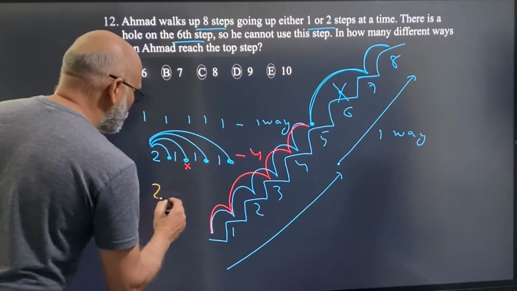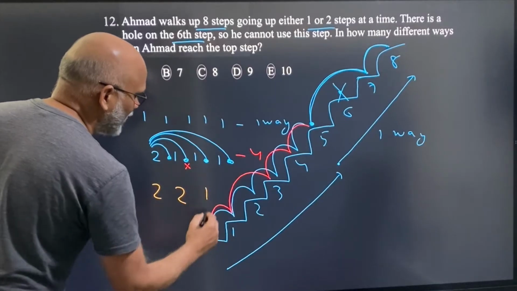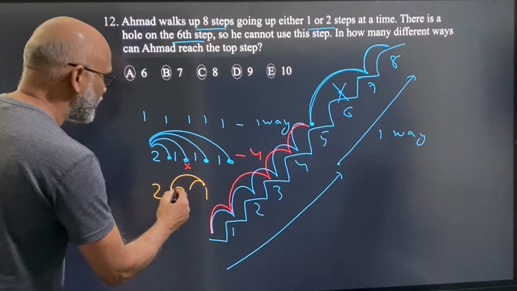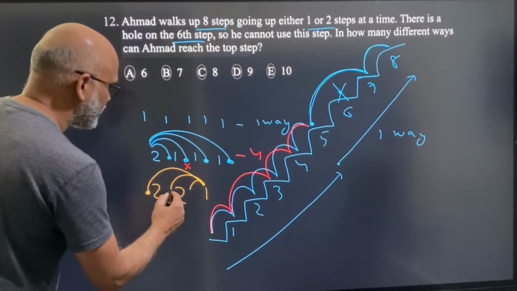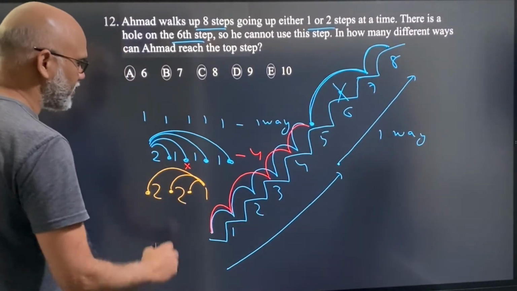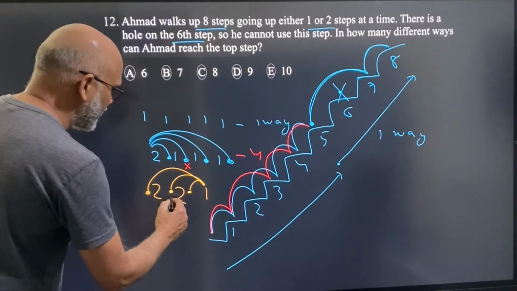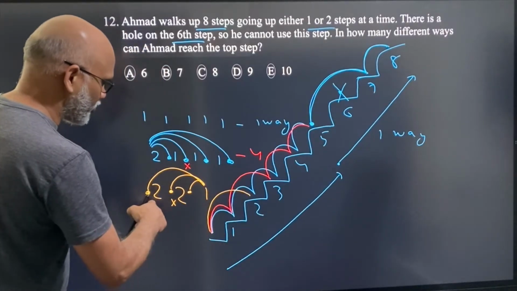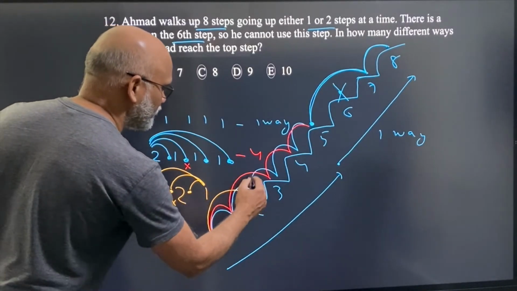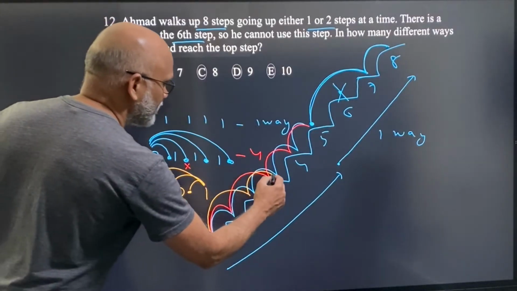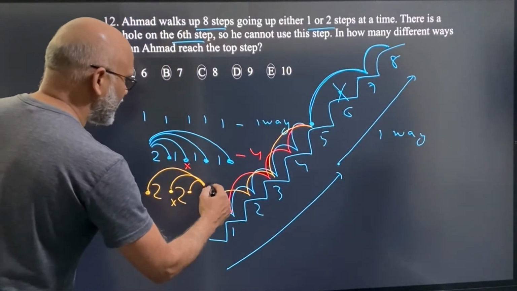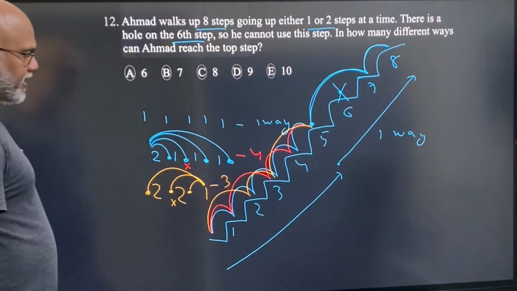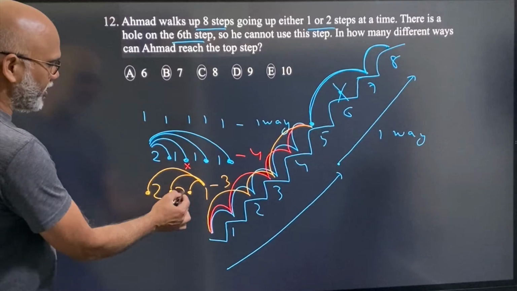Next, he can take 2 double steps and 1 single step. But again, this single step can go here, here, or here. So there are 3 different ways, right? Let me give one example here. First, he's taking a double step. So he's going to 2 straight, and then he's taking a single step, 2 to 3, and then a double step, 3 to 5, right? So how many ways this way? There are 3 ways like this, right? So you can take the single step either here, here, or here.